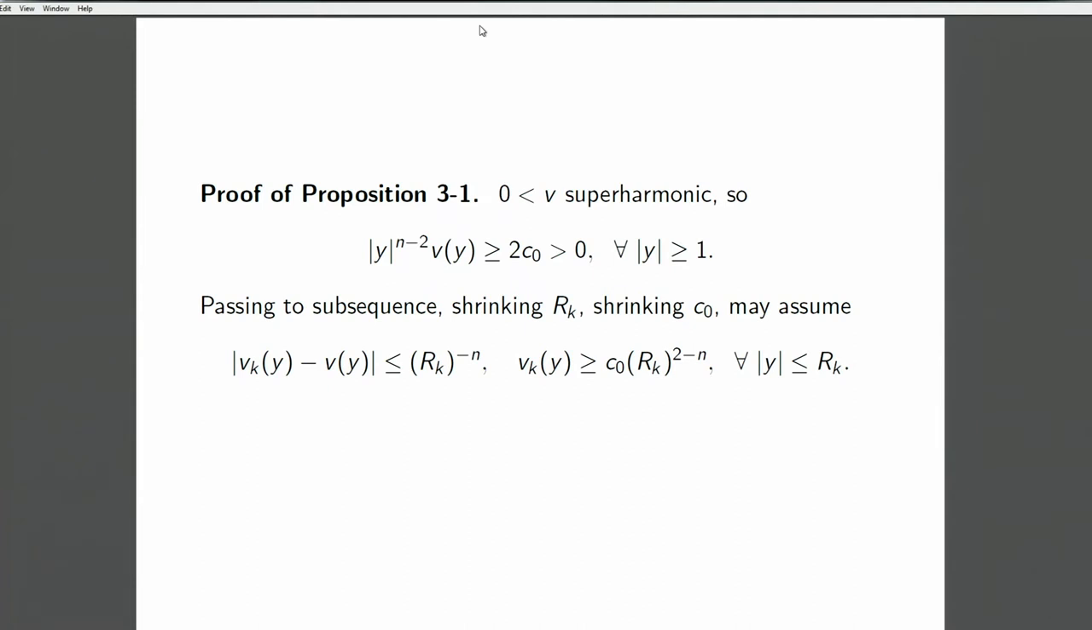So we have a solution in larger and larger balls. We know that this V_k goes to V, let's say in R^n. We know this V is superharmonic. So therefore, V will be bigger than a fundamental solution power.